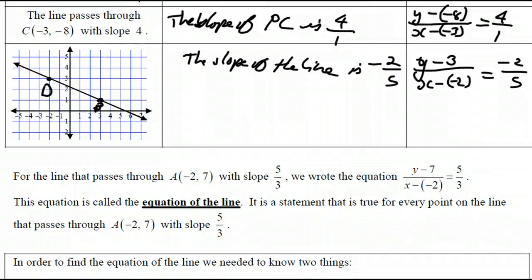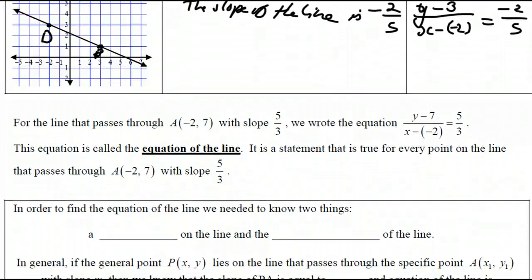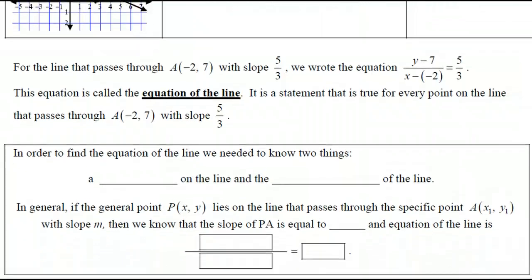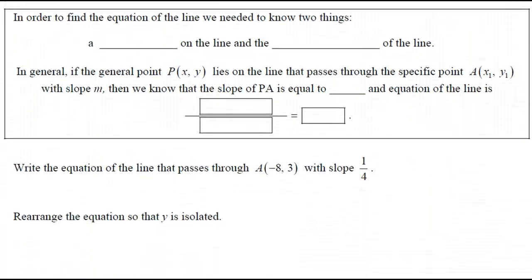For the line that passes through A, (negative 2, 7), with a slope 5/3, we wrote the equation (y minus 7) over (x minus negative 2) equals 5/3. This equation is called the equation of the line. It is a statement that is true for every point on the line that passes through A, (negative 2, 7), with slope 5/3. In order to find the equation of the line, we need to know two things. A point on the line, and the slope of the line.